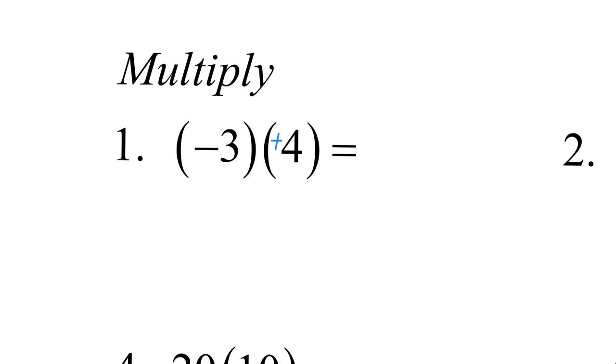So first, let's look at the signs. Different signs, a negative and a positive. So that means my answer will be negative. When they have different signs and you multiply or divide, you will have a negative answer. And you just multiply the numbers. 3 times 4 is 12. But we do have a negative, so negative 12 is my answer.